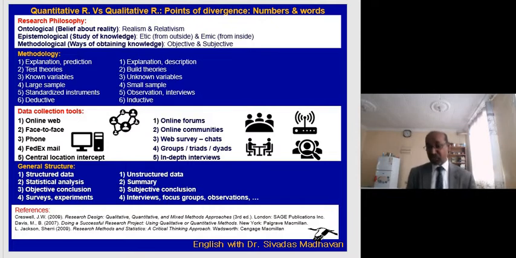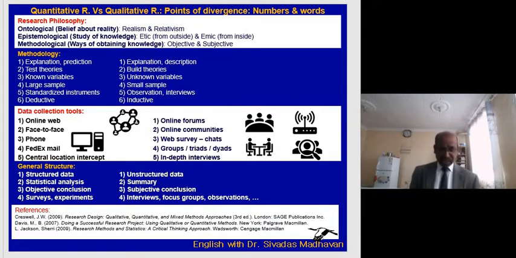Variables are known to the researcher. But in the case of qualitative research, the researcher has to deal with the unknown variables. Variables are not known to the researcher. And the next one is, in quantitative research, we use a large sample, but in qualitative research, a very small sample. That is, in the case of sample, there are some differences.